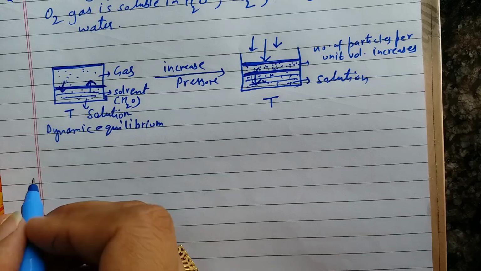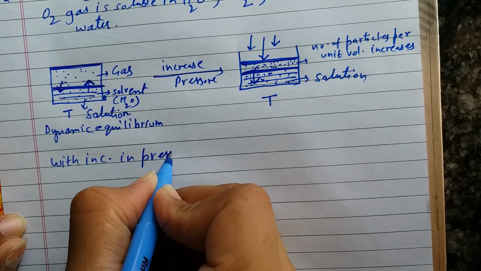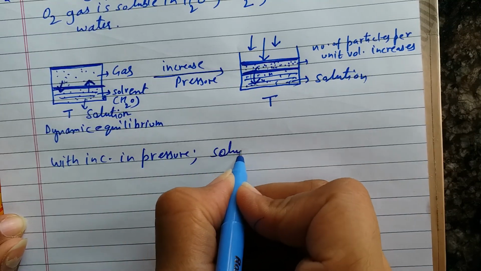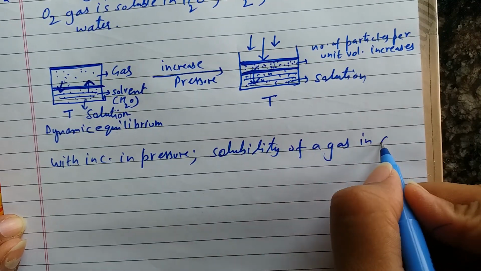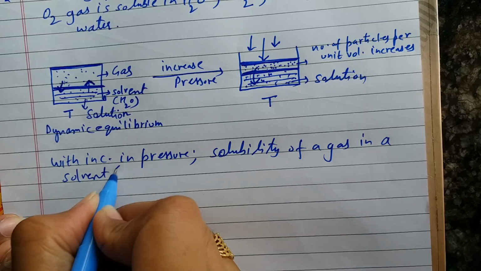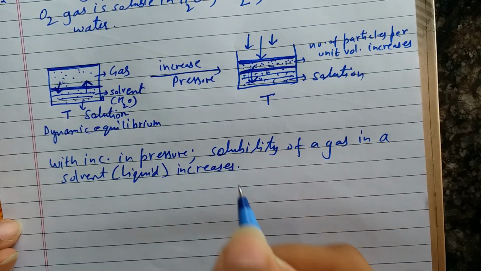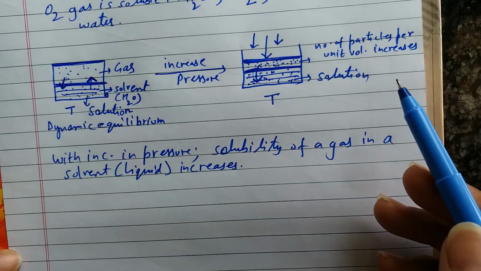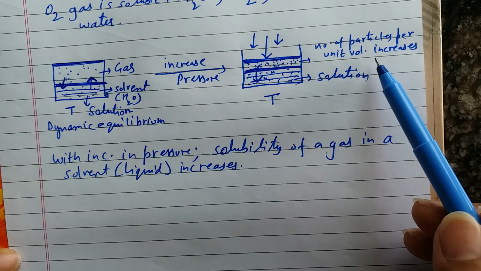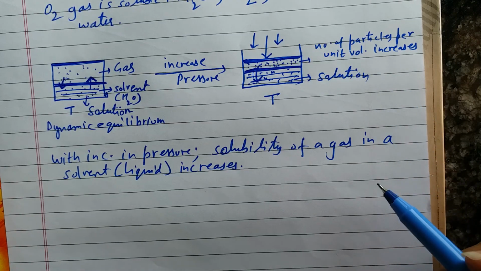So we can say that with increase in pressure, the solubility of a gas in a solvent or a liquid is found to increase. So with increase in pressure, the solubility of a gas in a liquid increases. If you are asked the reason, what reason will you give? Simply say that the number of particles per unit volume increases, and because of that the solubility of the gas in the liquid will also increase.